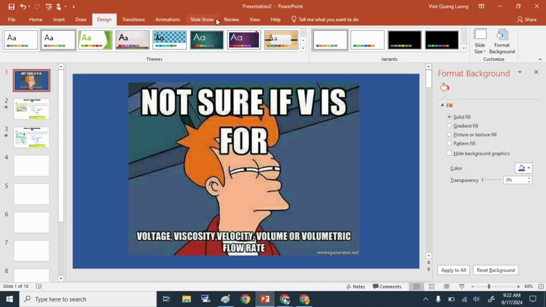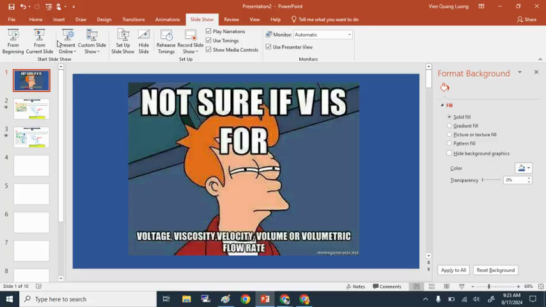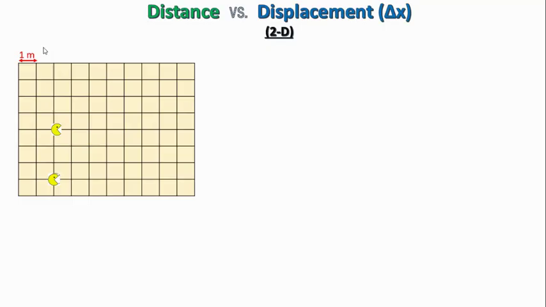Okay, so in this particular video, we'll analyze the difference between distance versus displacement in a two-dimensional analysis. All right, you'll notice this video is a little different. Here you have a grid. Your first example is a grid, and each block is 1 meter.